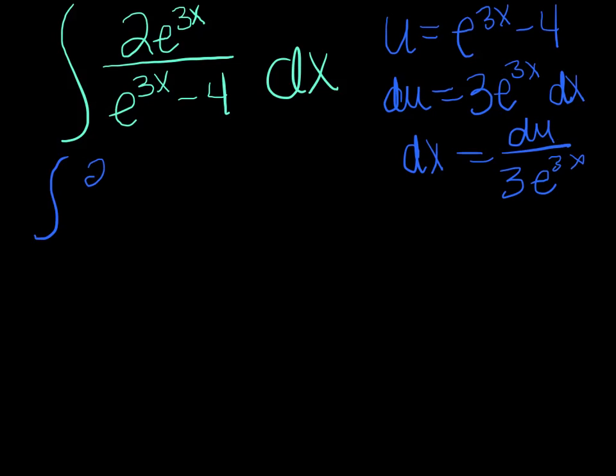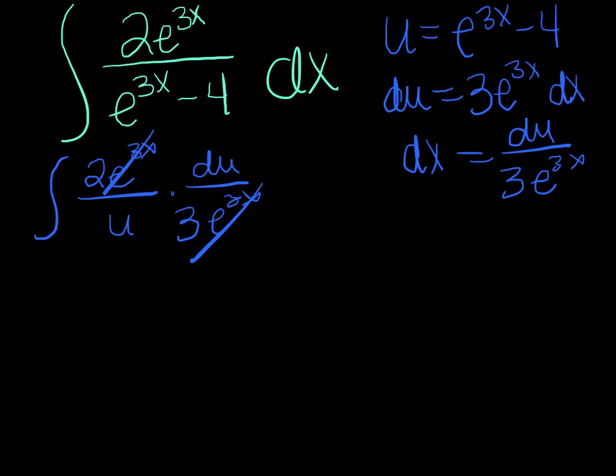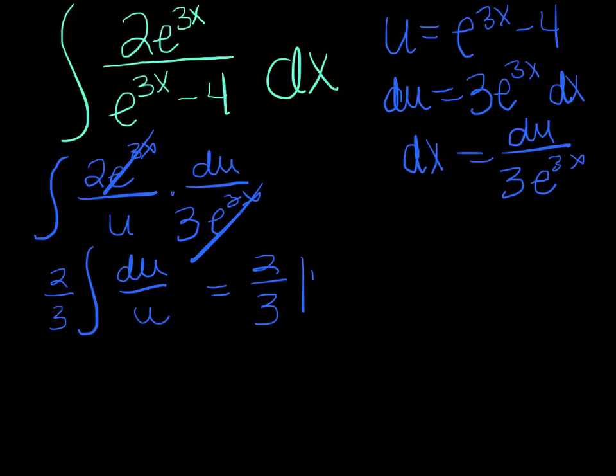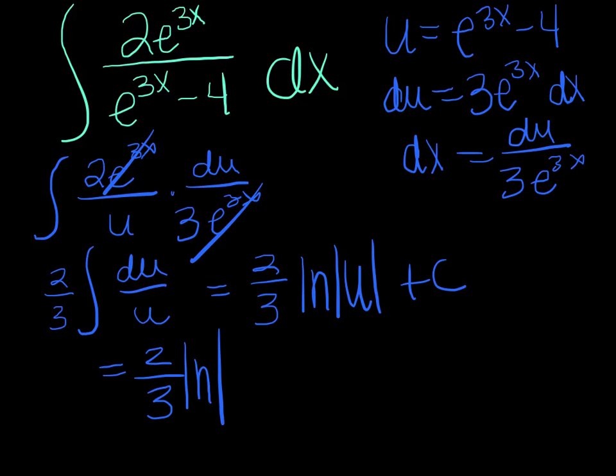And when we plug that back in, we get 2 e to the 3x all over u times du over 3 e to the 3x. And look at that, those cancel out nicely. I'm going to pull out the 2/3. So we get 2/3 integral of du over u, which equals 2/3 times the natural log of the absolute value of u plus c. And then when we plug back in our u, we get 2/3 ln of e to the 3x minus 4 plus c.